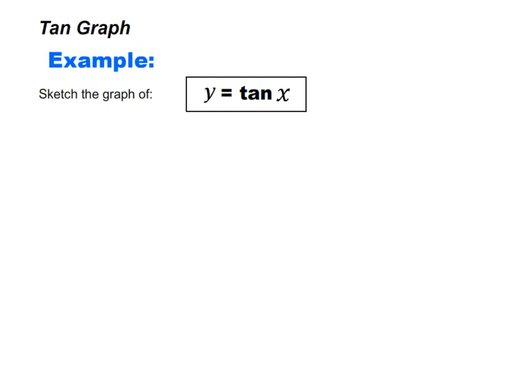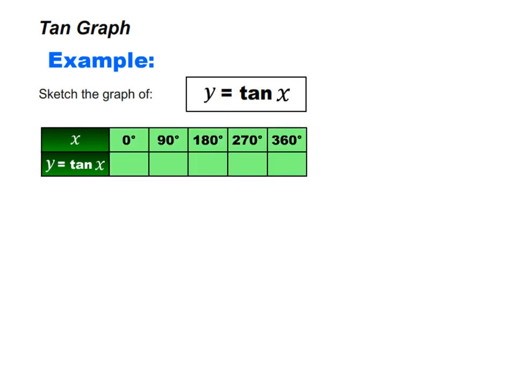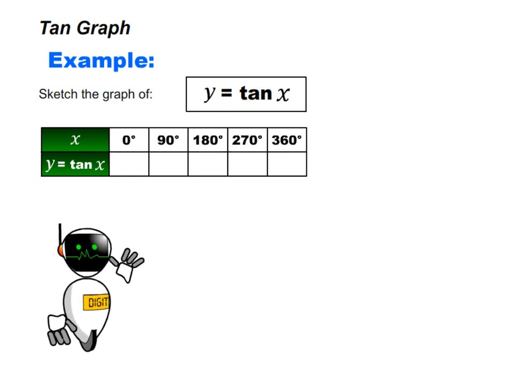In this example, we want to sketch the graph of y is equal to tan x. Let us compile a table of values. Look at our table. We chose the x values that differ by 90 degrees. We start with 0 degrees and we end with 360 degrees. So what do we do next?